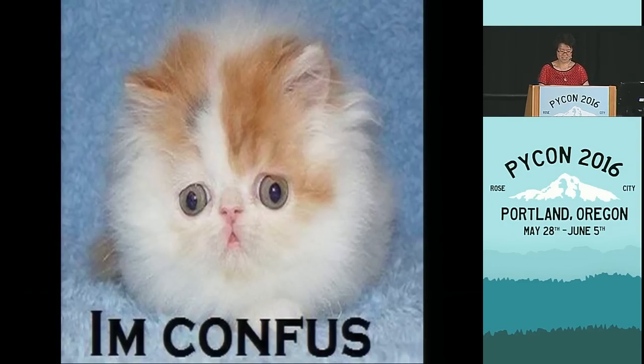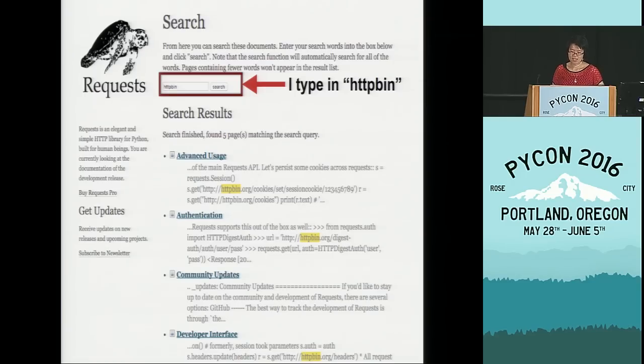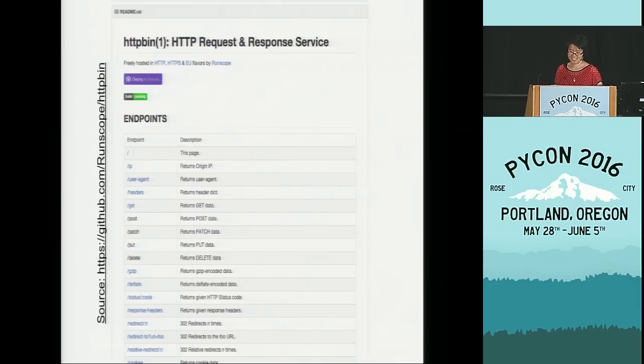So what are my next two steps? I can try to look up the keyword httpbin in the documentation. I can set some breakpoints and figure out what's going on with that method. So let's do that. I type in the word httpbin inside of the search bar of the request documentation website. I get some search results, and eventually I find this GitHub page. It's called httpbin, and it's a standalone API service that's publicly hosted. This particular service is written and run by Kenneth Reitz, who's also the creator of the request library.